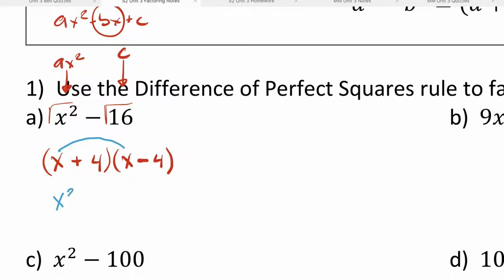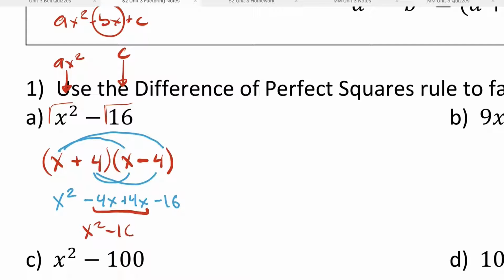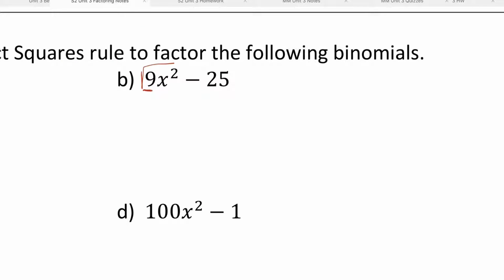That would give us x squared. Here we'd get a negative 4x, a positive 4x, and a negative 16. And as you notice, like terms would cancel out for the middle term, and we'd just end up getting x squared minus 16. We're going to take the square root of the first term and the last term. Square root of 9 is 3. Square root of x squared is x. Square root of 25 is 5.